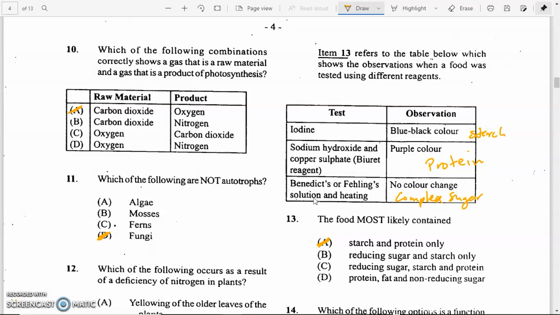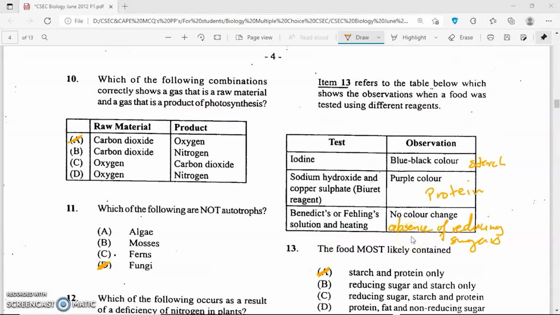So if you get no color change, it means that reducing sugar is not present. And well, I should not have put complex sugar there, right? But most of the time it's indicative of the presence of non-reducing sugar. Or the absence of reducing sugar, I should say. So let me write that instead. Right, absence of reducing sugar, because just because reducing sugars are not present, it does not mean non-reducing sugars are present. The food sample may not have carbohydrates at all. So it's just indicative of the absence of reducing sugars.